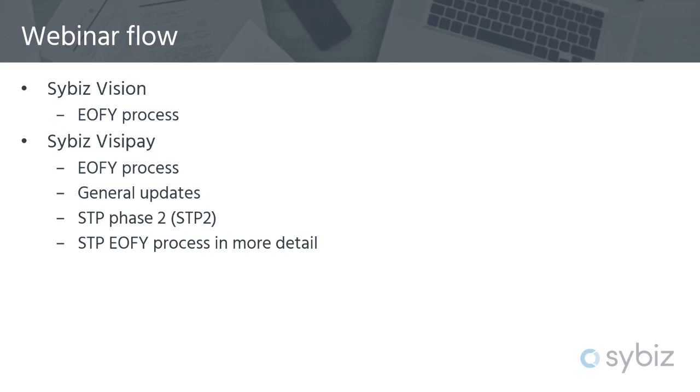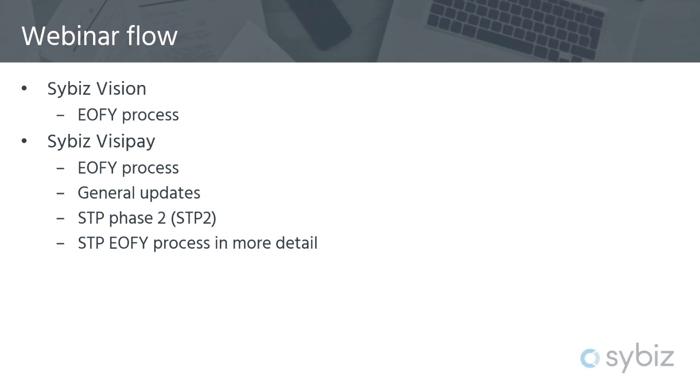From a Sybiz Visipay point of view, it's going to go into some more detail. We'll talk at a high level about the end of financial year process, as a bit of a refresher, go into some general updates about some of the things that are changing, and talk a little about STP Phase 2. I should say off the bat that we are going to be seeking a deferral when that process opens up on the 1st of July, and I'll talk more about why when we get to that point.